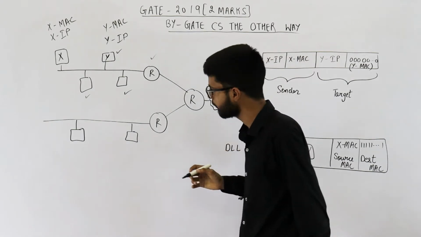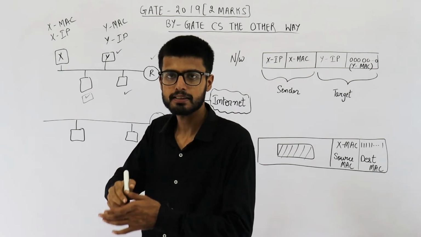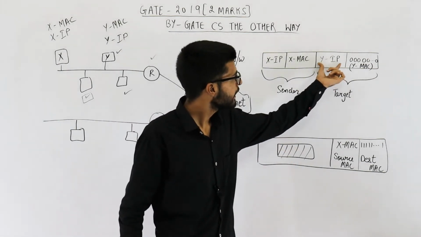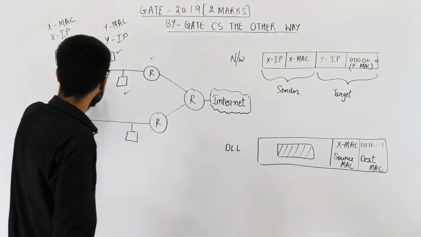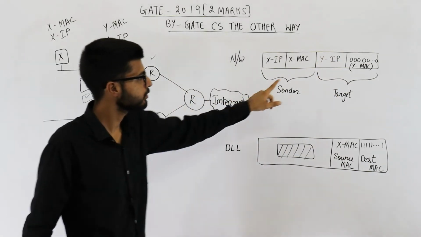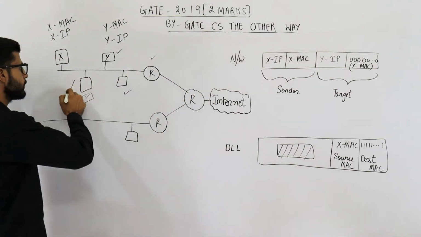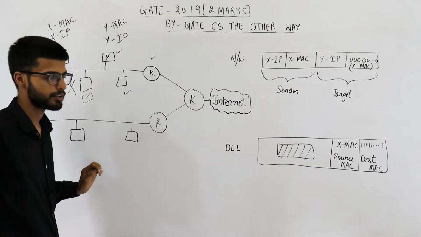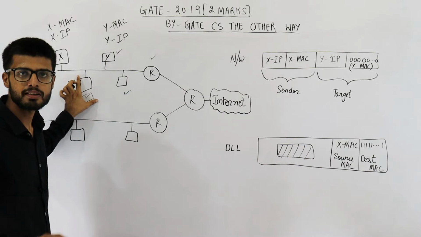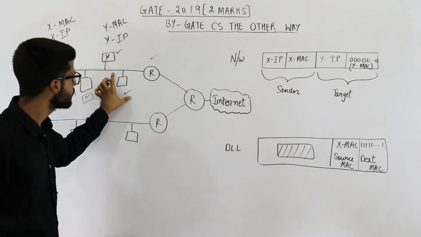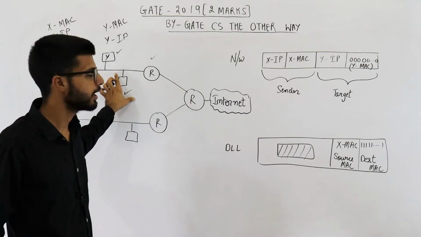Now have a look. The network layer of this node will see someone is asking about the MAC address of this IP address. Okay, this machine's IP address is not Y's IP. Its IP address is something else. So it will just simply discard that ARP request. The data link layer will receive it, but the upper layer, the network layer, is going to discard this request. This machine will also do the same. The network layer is going to discard that ARP request.